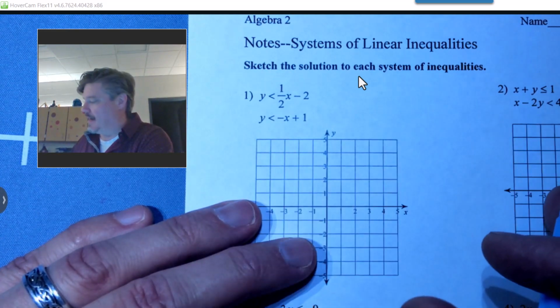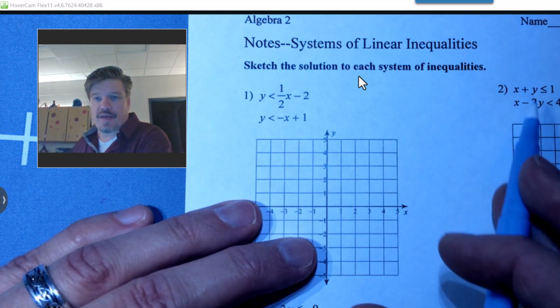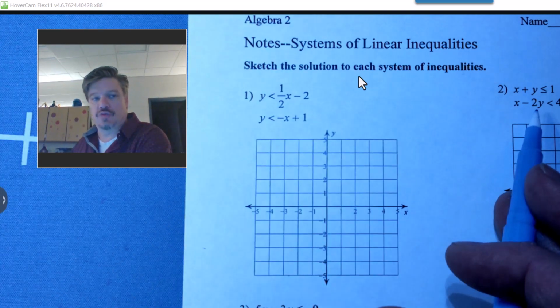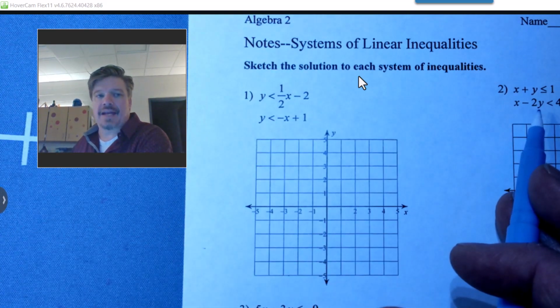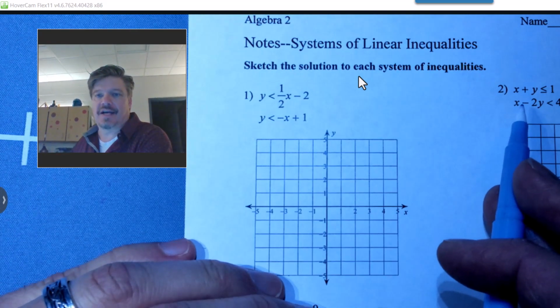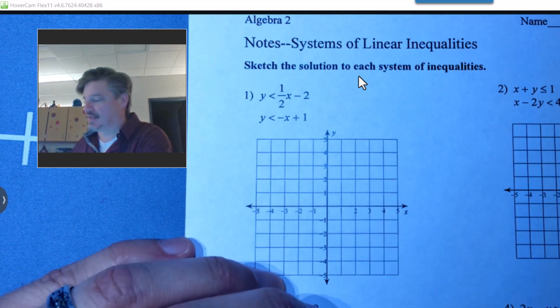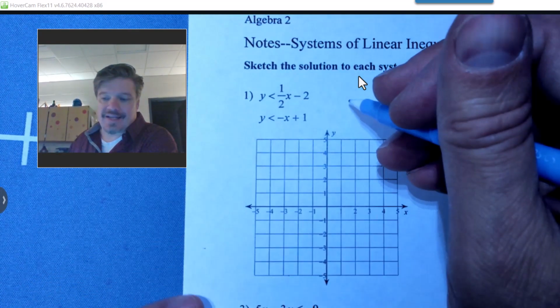This guy, not so much. Both of them are not in slope-intercept form, so I'm going to have to do that. And there's also an added twist whenever you see a negative sign in front of the y that we'll get into in just a second. So let's go ahead and graph this guy. You're going to need your ruler.